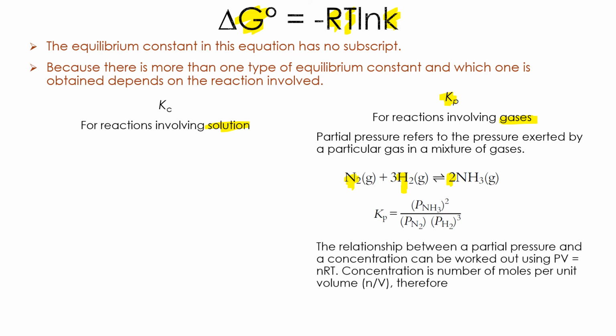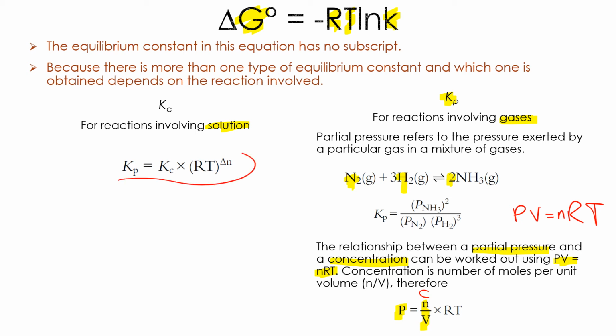What's the relationship between partial pressure and concentration? It can be easily worked out through the formula PV is equal to nRT. We can directly manipulate this formula, and we will find that P, the pressure, is equal to n over V RT. What's n over V? It is concentration. So we can refer to the relation between Kp and Kc using this formula.